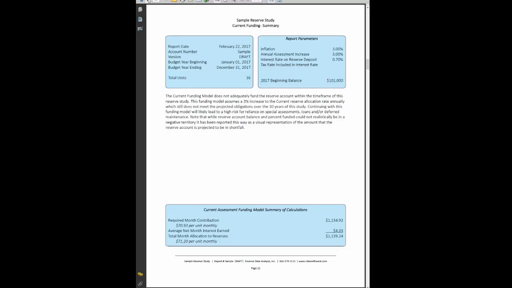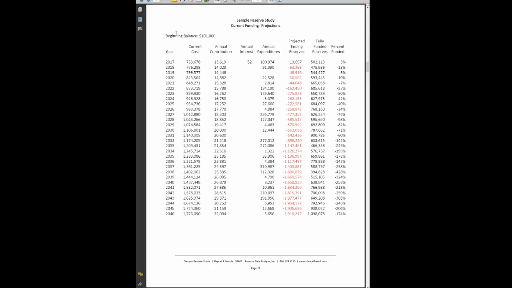The next funding model is, in this particular case, the current funding model. And in your reserve study, it probably will also follow the baseline funding model. And we go into some comments here about the current funding model. These are, again, based on the information that we were provided from the client. So the allocation rates and the current reserve account balance. These are all given to us by the client. And again, in the same format, 2017 to 2046 in this case, so over a 30-year period.